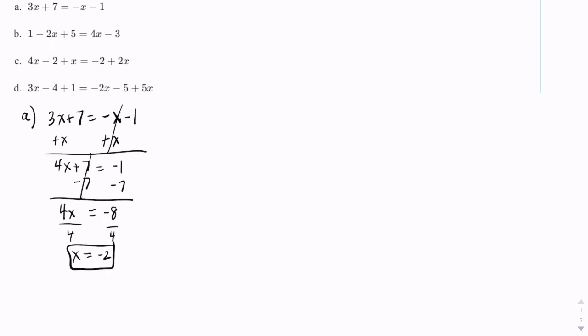Okay, for B, let's do B up here, right? Have more room. 1 minus 2x plus 5 equals 4x minus 3. Again, one step per line. So first I want to simplify both sides of the equation. So I have a 1 and a positive 5. That's a 6 minus 2x equals 4x minus 3.